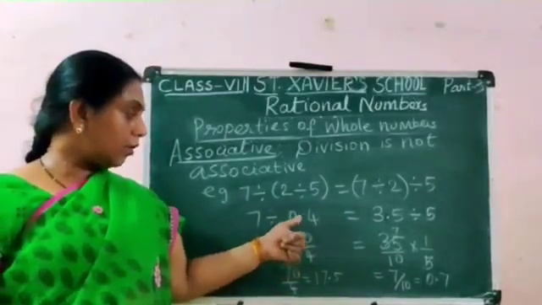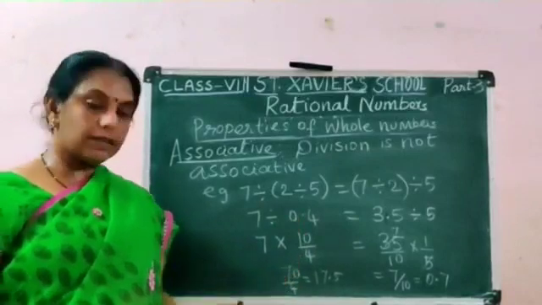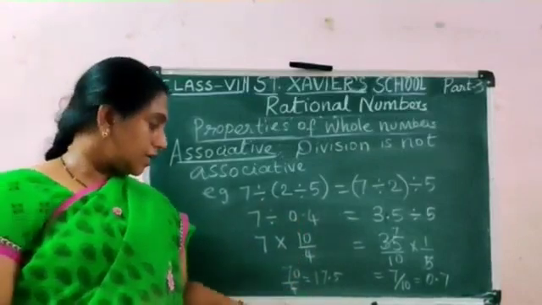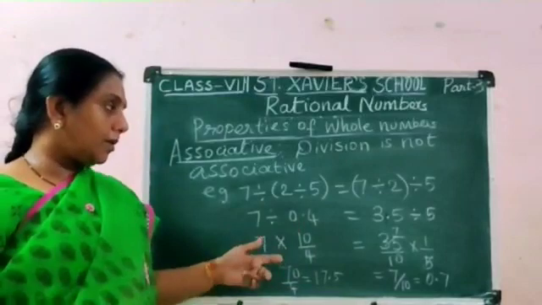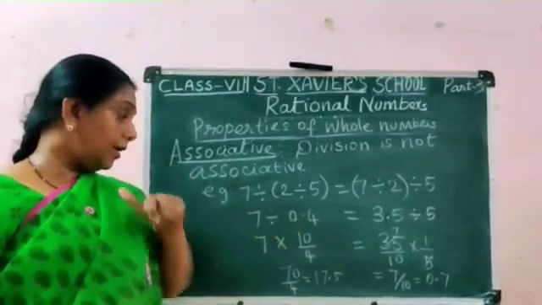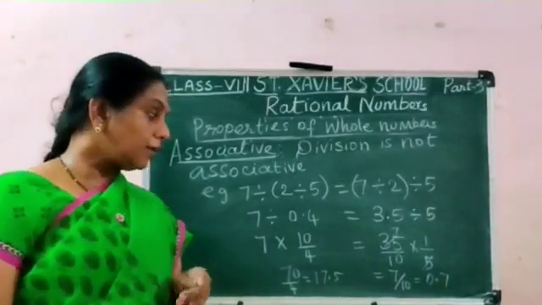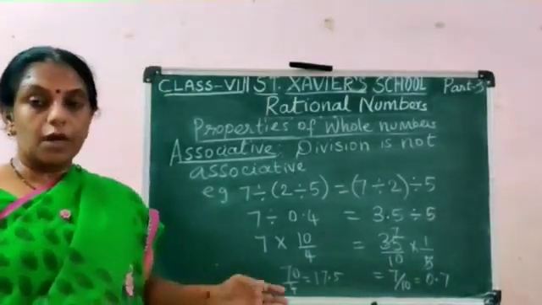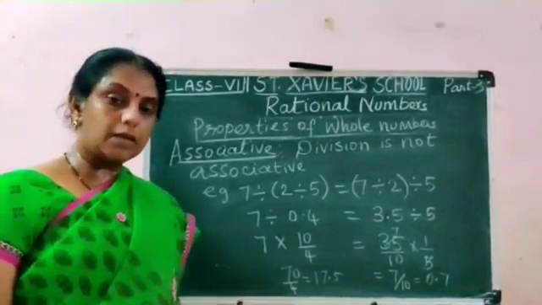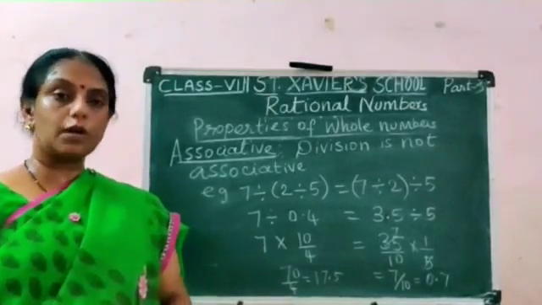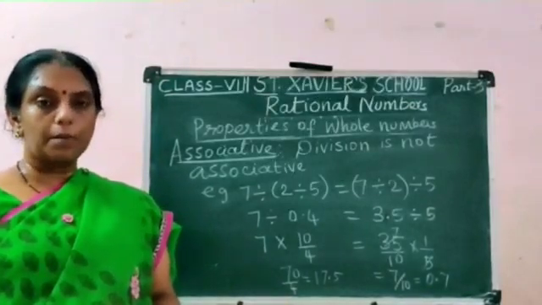So the reciprocal of 0.4 will become 10 by 4. That is 70 by 4, that is 17.5. And 3.5 on the other side: 7 divided by 2 divided by 5 is 3.5 divided by 5. 35 by 10 into 1 by 5, you are getting 0.7. So as we are in the whole numbers, we are getting the answer as a decimal. Therefore, division is not associative under whole numbers.